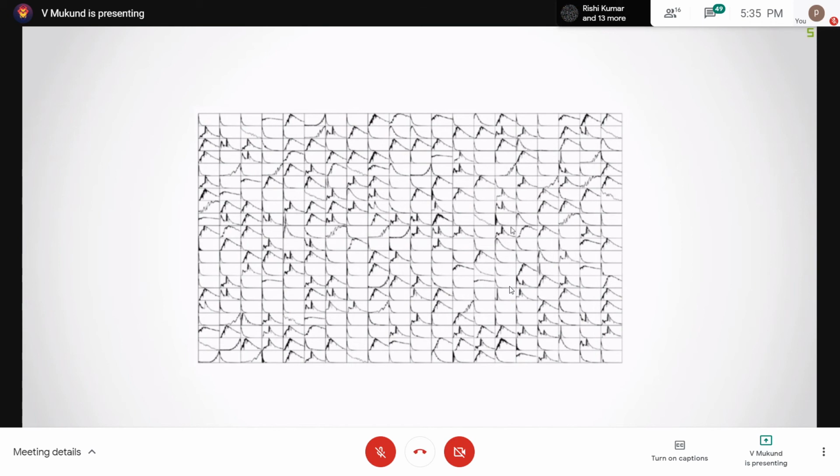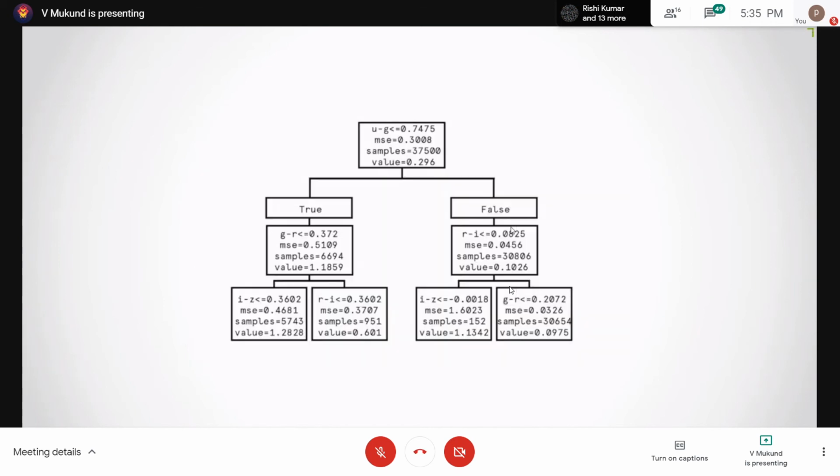So we give it all the data, and then it forms a decision tree by itself. In the decision tree, first we see the column U minus G, when it's less than or equal to 0.7475, it goes to two sections, true and false. The value we get here is 0.296, which is the redshift value using the algorithm. So when the difference between U and G filters, that is the UG color, is less than 0.7475, there are two possibilities here.